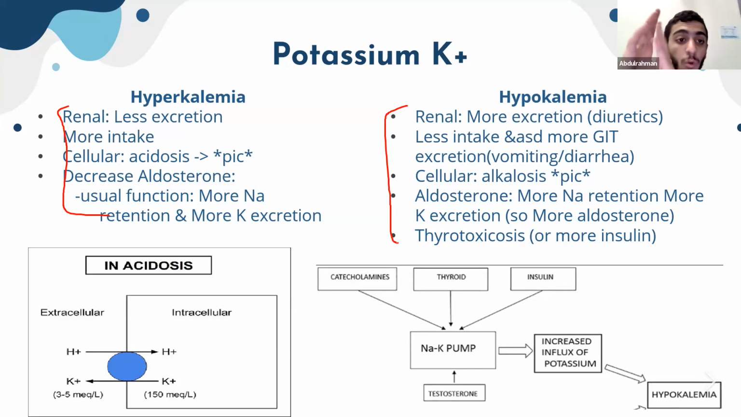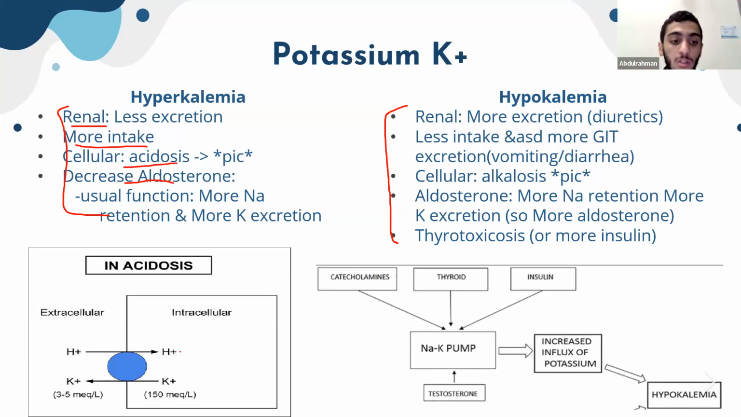Okay. What is the reason of having too much potassium? Either we're not excreting it in the urine, or we're eating food with high potassium. Ignore the acidosis for a second, I will discuss it. Or we have decreased aldosterone, because what is its usual function? Excreting potassium. So if we're not excreting potassium, we're going to have hyperkalemia. Tamam? Or it could be due to acidosis.